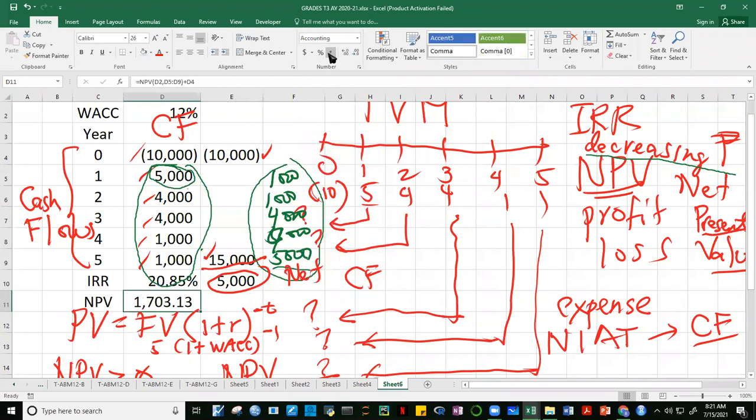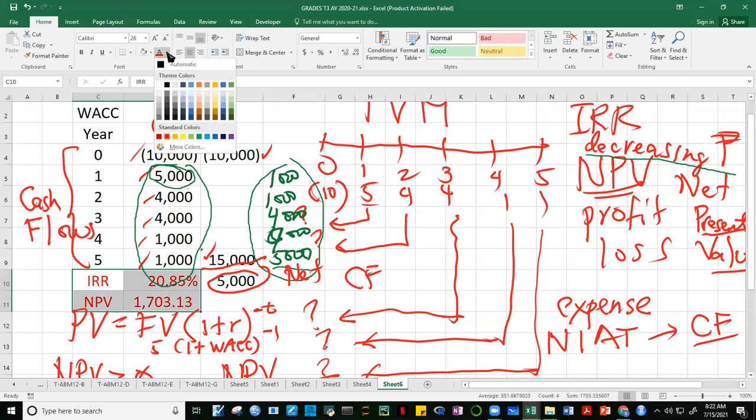1703. Chat, please, kung okay yung NPV na to. Okay, answer is yes. Sabi natin kapag positive yung net present value, mas malaki yung present value ng cash inflows kaysa sa cash outflows. Then that's okay. So in terms of NPV, okay yung project. In terms of IRR, okay din yung project.